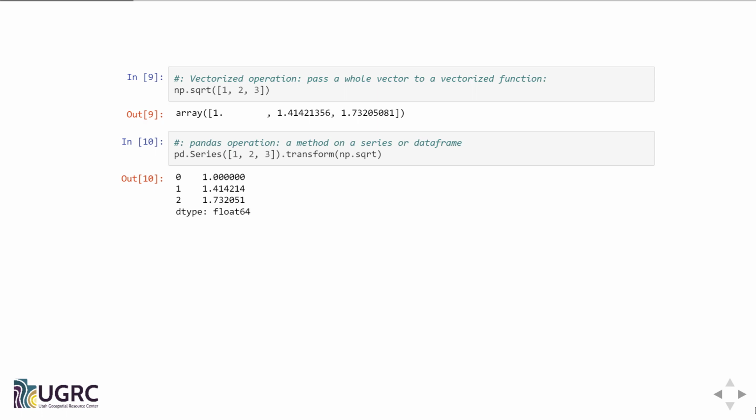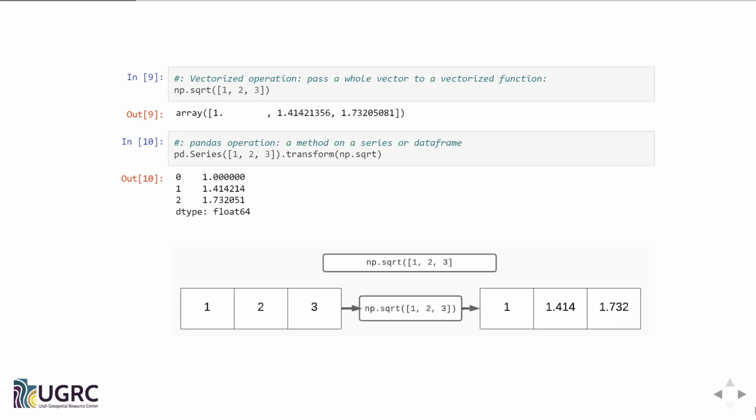And we can do the same thing to a series. We can pass square root to the series, and it will operate on that whole series. So again, what this looks like is we're passing that entire vector to the function and getting that back. We've only got a single function call. We're not worrying about iteration. This is going to go a lot faster.